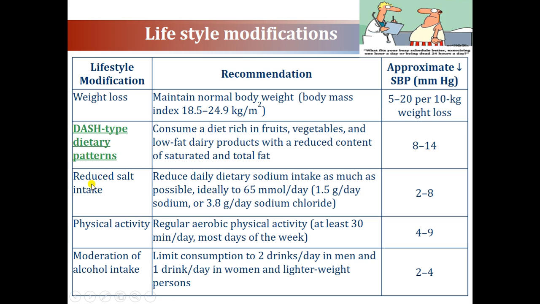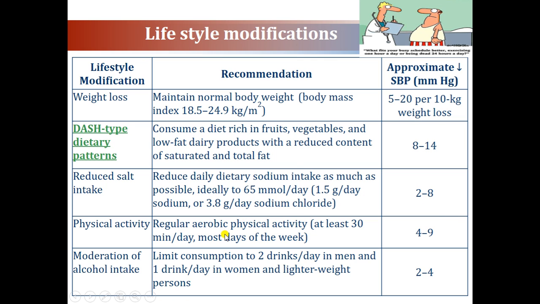Most important is to reduce salt intake. You must have heard that all patients of hypertension are advised to take a low amount of salt in the diet. Reduce daily dietary sodium intake as much as possible. Ideally up to 64 millimole per day, that is 1.5 gram per day of sodium is sufficient, or 3.8 gram per day of sodium chloride. This reduction would bring systolic blood pressure down by 2 to 8 mmHg.